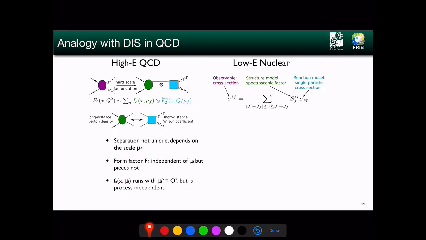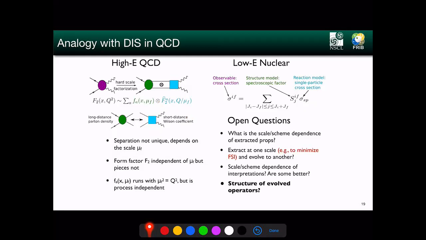In low energy nuclear structure, kind of the analogous factorization is shown up here. So these spectroscopic factors kind of play the role of parton distributions, and the single particle reaction cross sections play the analogous role of the perturbative QCD part of the calculation, for the reaction part. And so that leads to a number of open questions. So as you vary this resolution scale, what's the scale and scheme dependence of things that you extract? Are some scales and schemes easier to extract things than others?